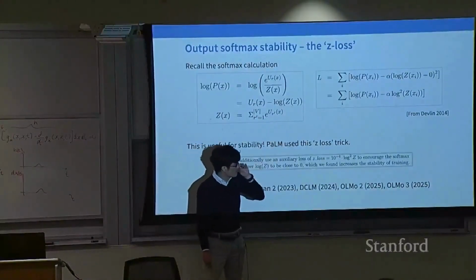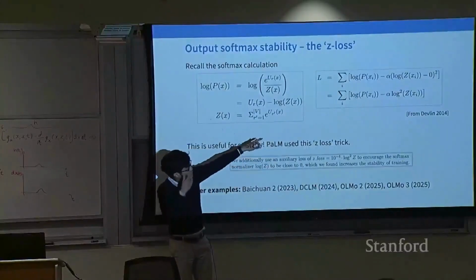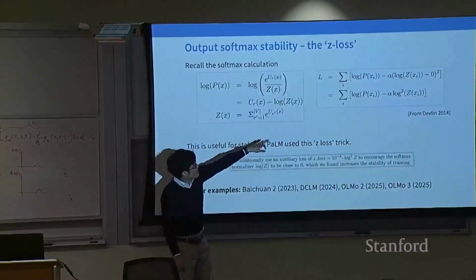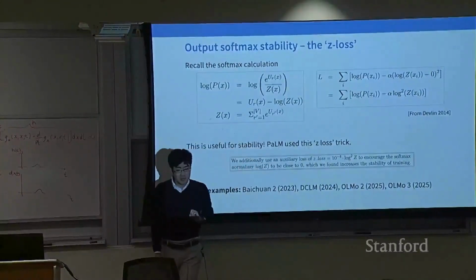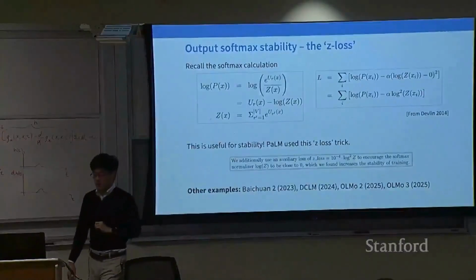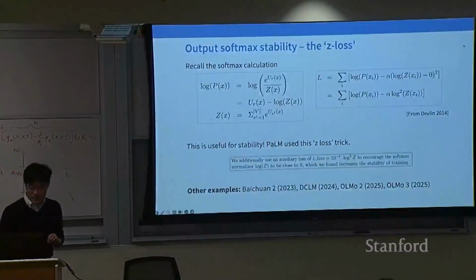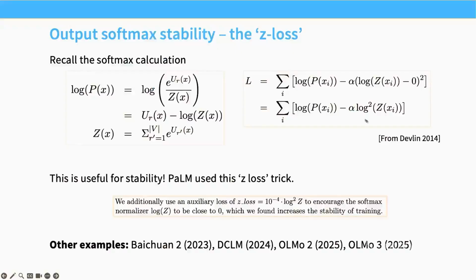This is from Jacob Devlin's paper, 2014, in which he adds sort of this squared log z term. And what this is doing is it's just penalizing how far away your log z is from 0. And if log z is near 0, that's nice because this whole expression is kind of numerically stable. This is called the z-loss trick. It's been used by a number of papers.